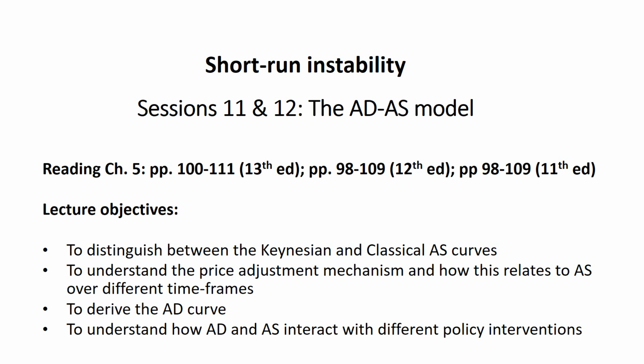Particularly we're looking at sessions 11 and 12 where the lecture objectives are to distinguish between the Keynesian and the classical aggregate supply curves, to understand the price adjustment mechanism and how this relates to aggregate supply over different time frames. We'll talk about the derivation of the aggregate demand curve, and we'll also try to understand how demand and supply interact with different policy interventions. This is quite a long session, so I'm going to try and split it up into two videos.